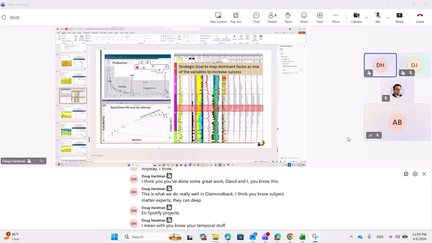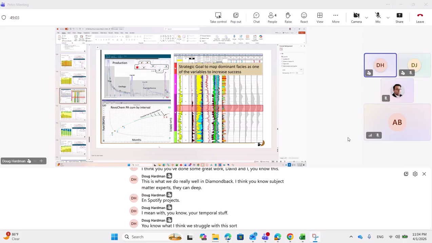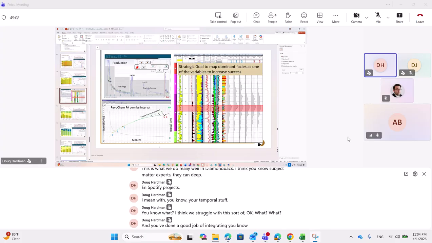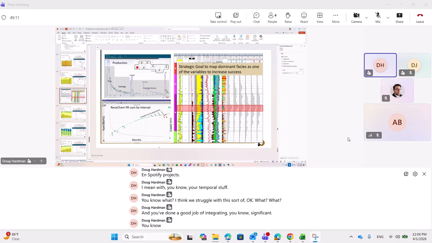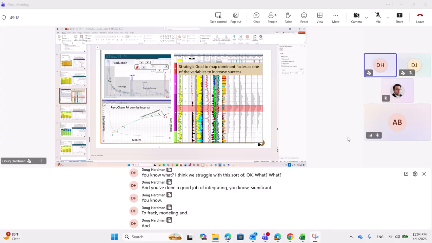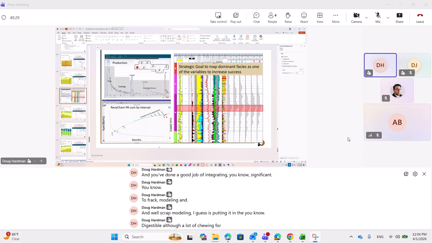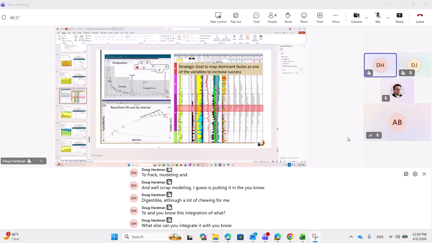What I think we struggle with is, okay, and you've done a good job of integrating significant stuff into frac modeling. It's putting it in a digestible form, although a lot of chewing for me. And this integration of what else can you integrate it with, your point, Ryan.